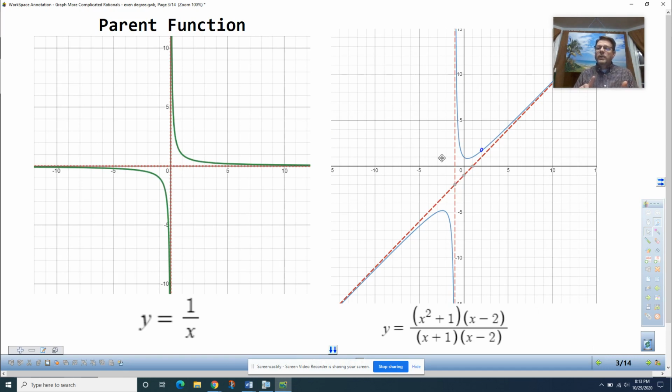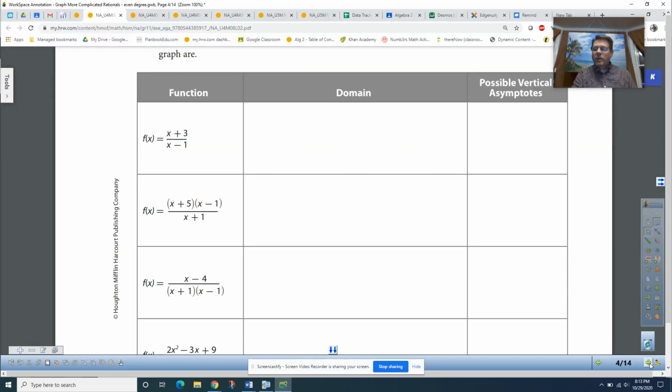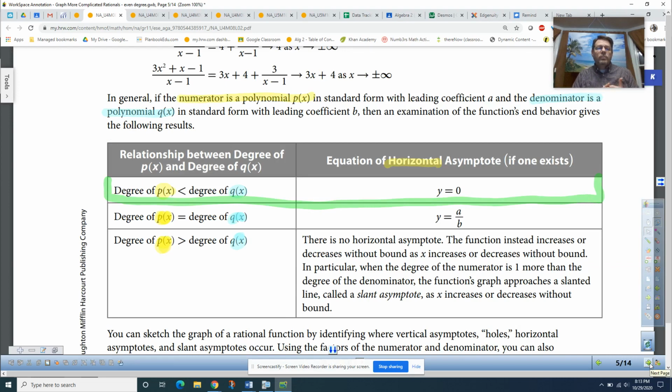We've already dealt with two of the three situations from our chart here. Number one was when the degree on the top is smaller. We've dealt with that in part 2. And then when the degrees are equal, we dealt with that. Today, in this video, we're going to deal with the situation on the horizontal asymptote when the degree on the denominator is bigger than the numerator. So that's our first example.